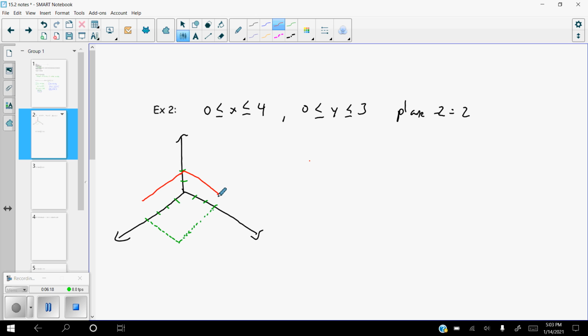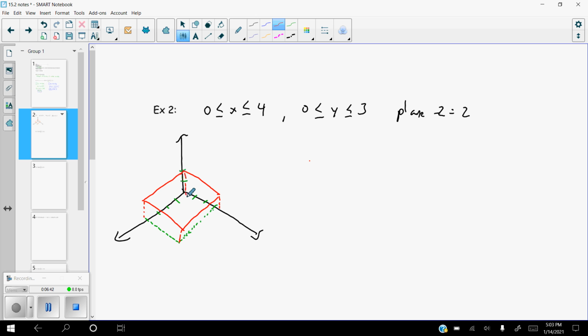Trying to stay parallel here to the best of my ability. Something like that, where if I were to extend this straight down, you can see that what you have there is a height of 2 underneath the plane. So ultimately, what we're trying to find is the volume of that.